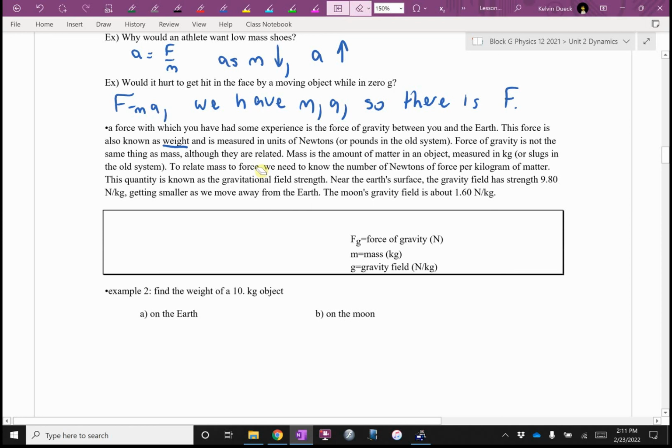To relate mass to force, we need to know the number of newtons of force per kilogram of matter. This quantity is known as gravitational field strength. We called it something different in Physics 11. Near the Earth's surface, the Earth has a gravitational field strength of 9.8 newtons per kilogram. What did we call that 9.8 in Physics 11? What was that 9.8? The acceleration due to gravity.